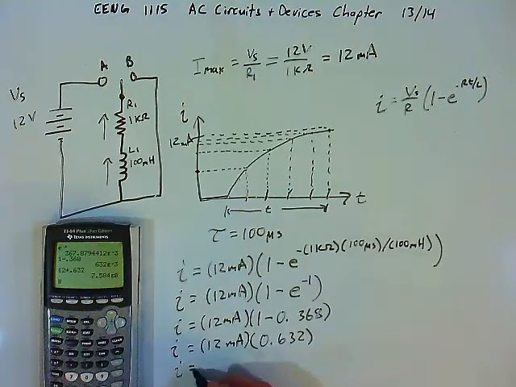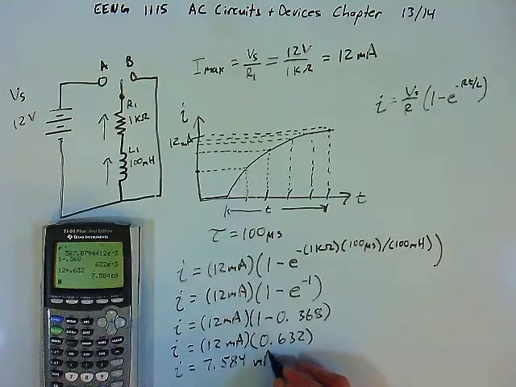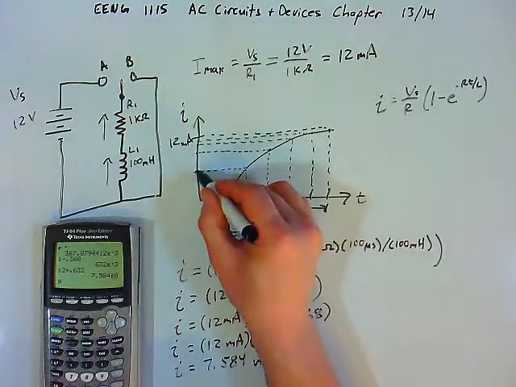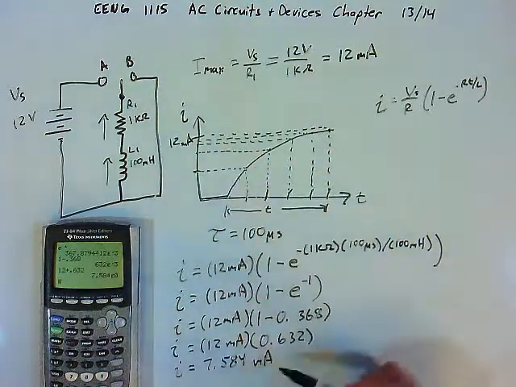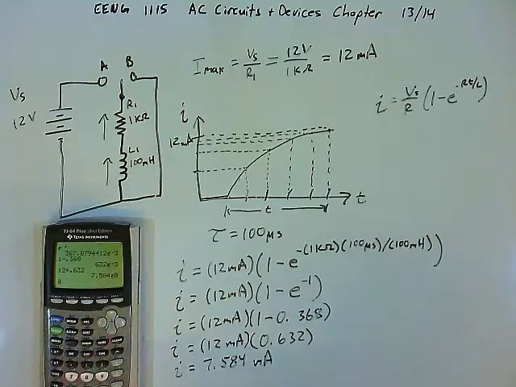The instantaneous current at this point in time is 7.584 milliamps. And so that's the value of the current here. My graph's not perfectly to scale, but the current here is representative of 7.584 milliamps.